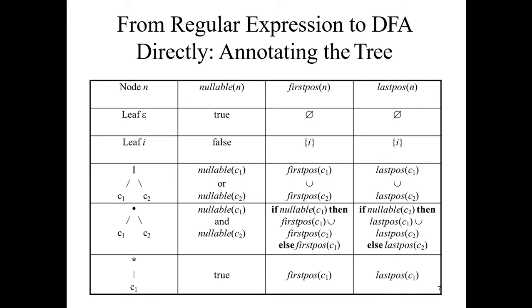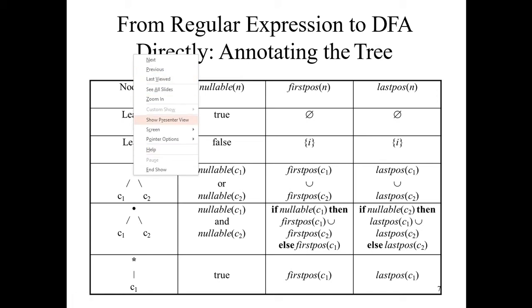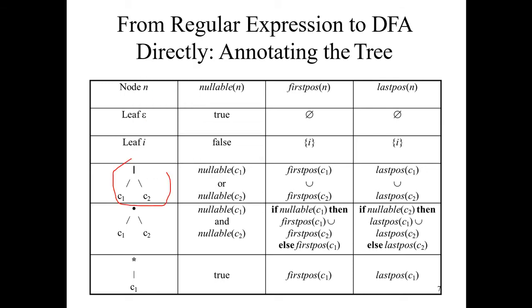Now, for an OR symbol occurring between two nodes, the nullability of the OR symbol depends on whether C1 or C2 is nullable in any of the cases, as shown here. The firstpos of an OR symbol will be the union of C1's and C2's firstpos. The same goes for the lastpos in the case of an OR symbol.